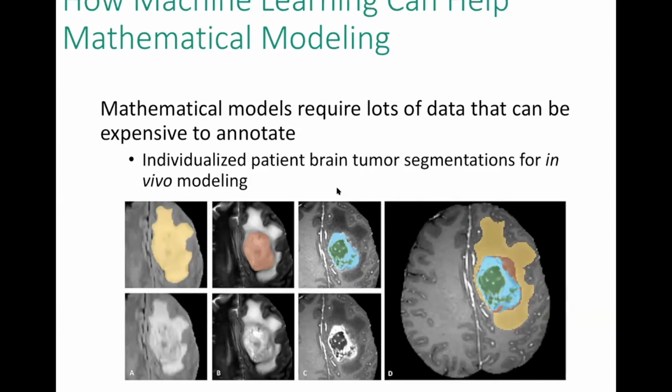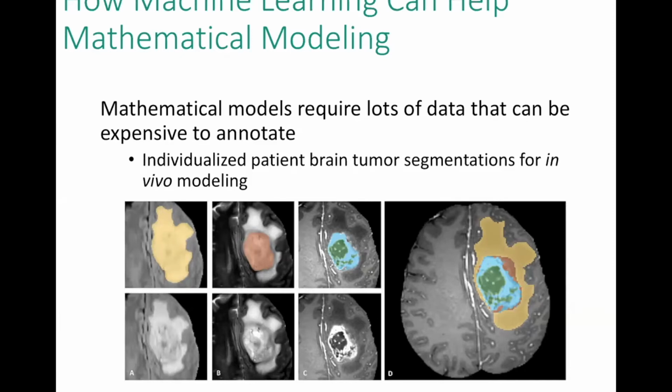And once you're able to figure out where the tumor is, you can then use this to fit your mathematical models. And more importantly, you can use it to make individualized predictions for patients, right? So how their tumor should evolve over time and space.